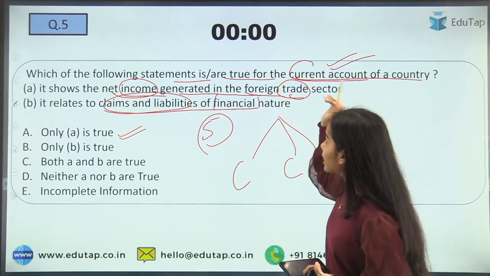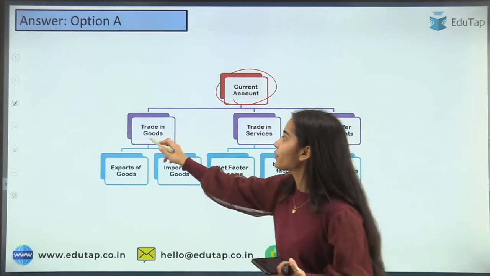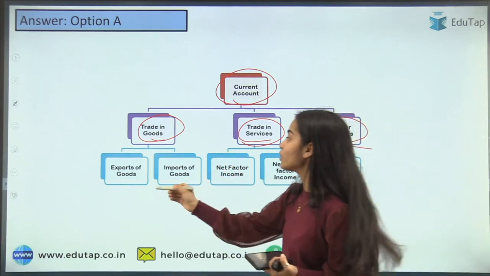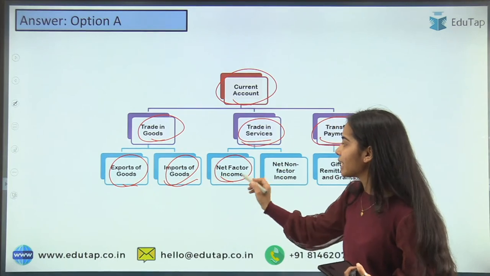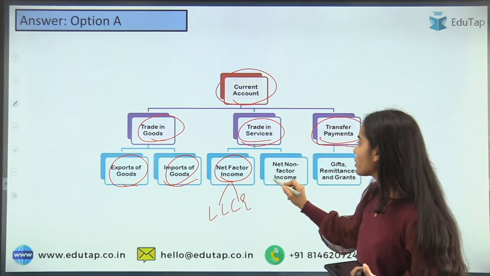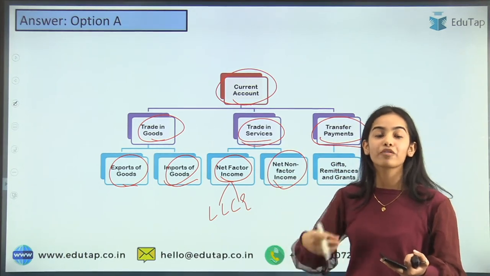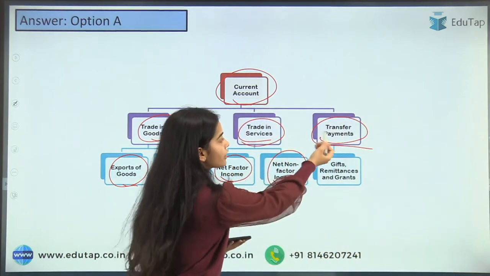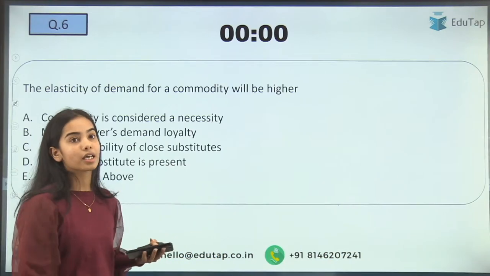But the current account shows you the trade part. Okay, so the current account shows you the trade in goods, trade in services, or the transfer payments. Trade in goods is export of goods and import of goods. Trade in services includes net factor income, that is from land, labor, capital and entrepreneurship, and net non-factor income from the shipping services you are giving, of traveling and something. And transfer payments are the gifts, remittances and the grants. Okay, so this comes in the current account.